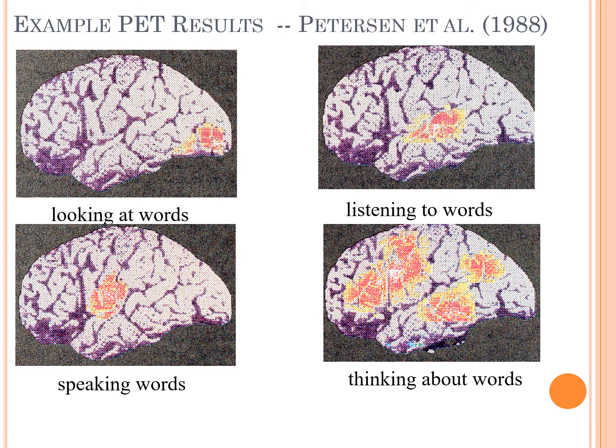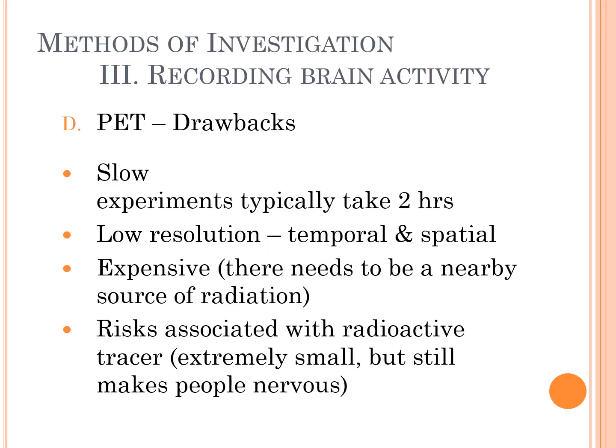It's been a long time since I've read this paper, so this is based on what I'm assuming is going on with looking at, listening, and speaking, but it's difficult to tell. I'm going to use the example of listening to words. It's difficult to tell where exactly in the temporal lobes that is. And I started with that because PET has some drawbacks.